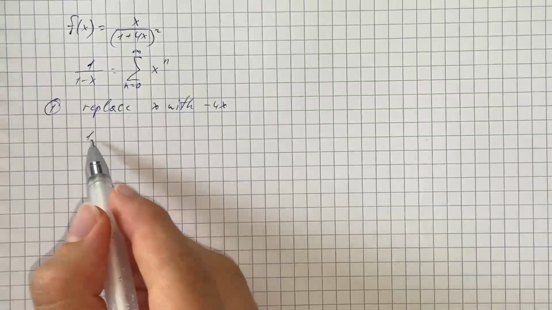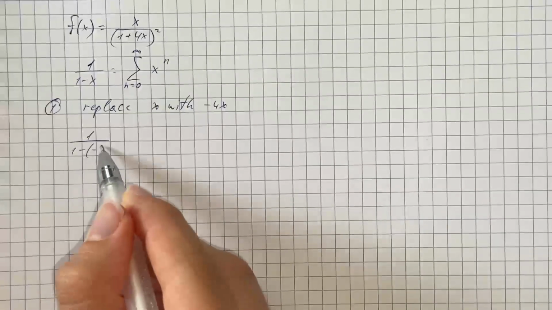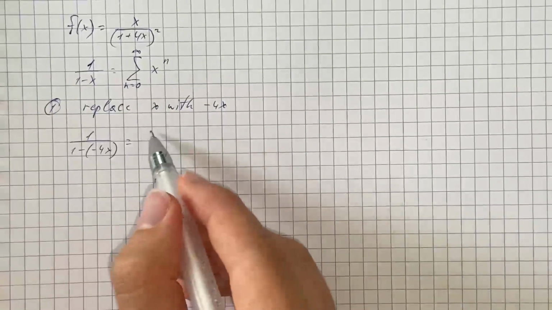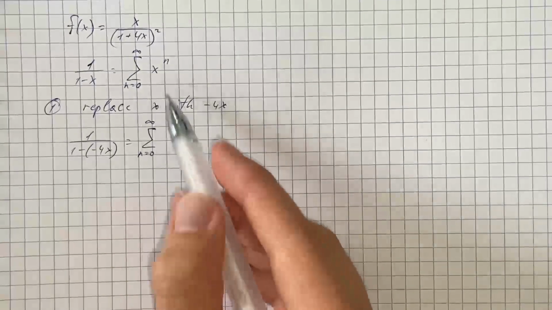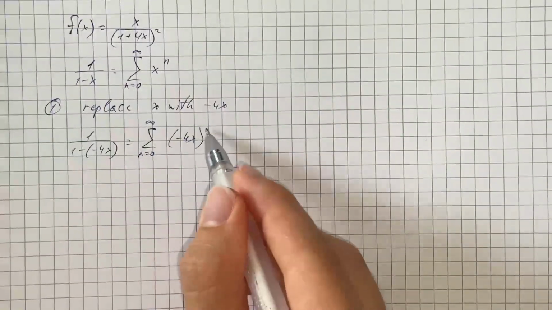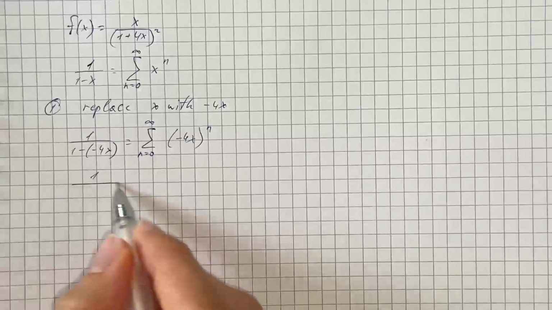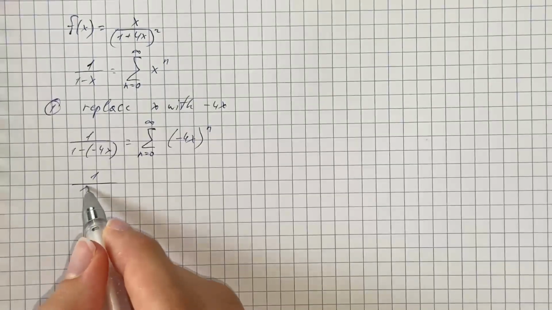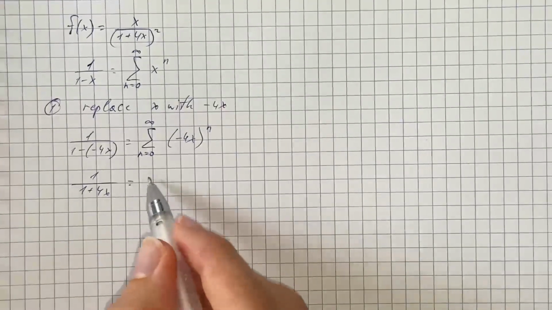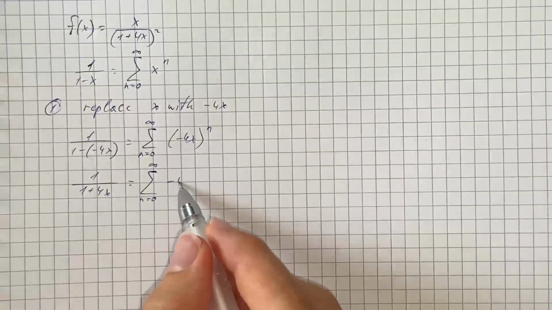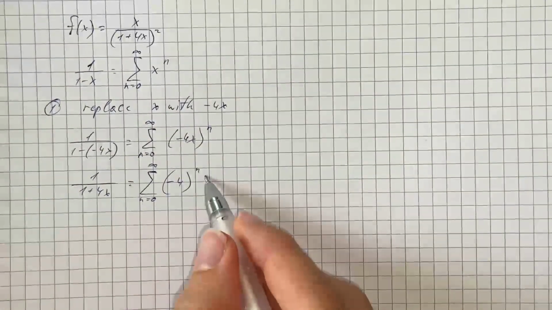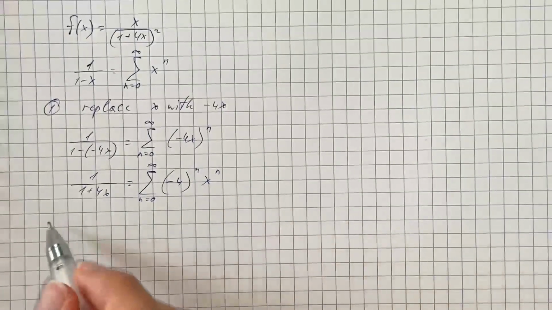We're going to have 1 over 1 minus negative 4x equals the sum from 0 to infinity of, instead of x, negative 4x to the power of n. Therefore, we get 1 over 1 plus 4x equals the sum from 0 to infinity of negative 4 to the power of n times x to the power of n.